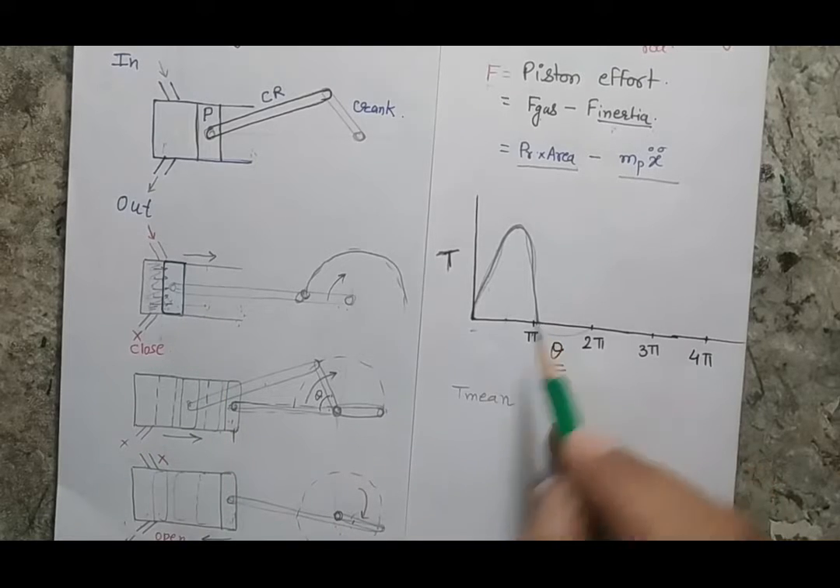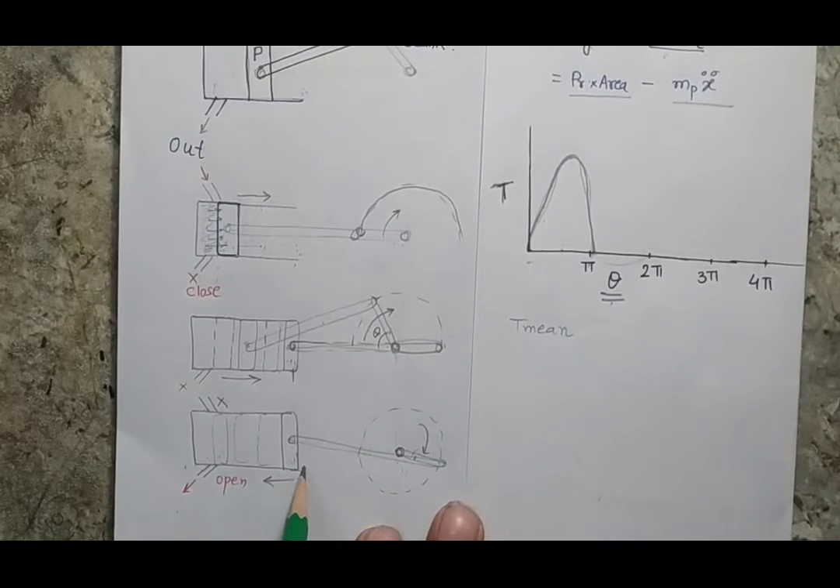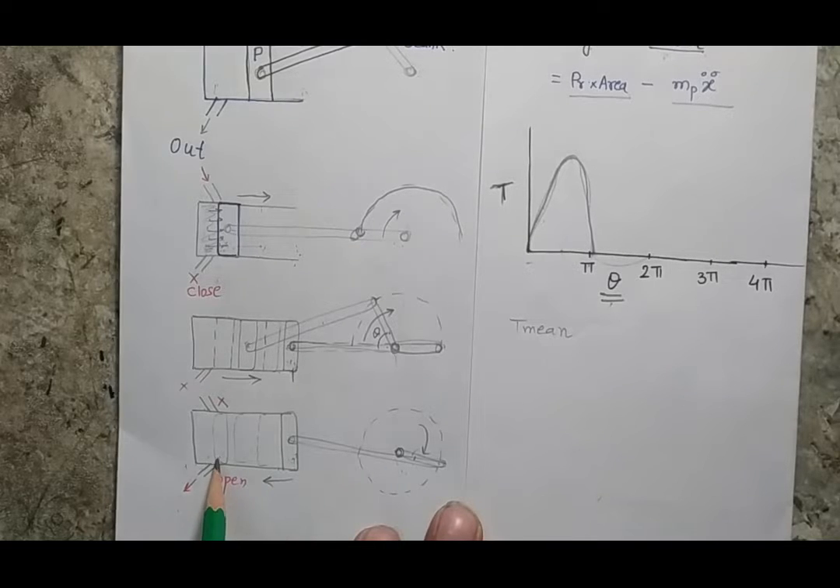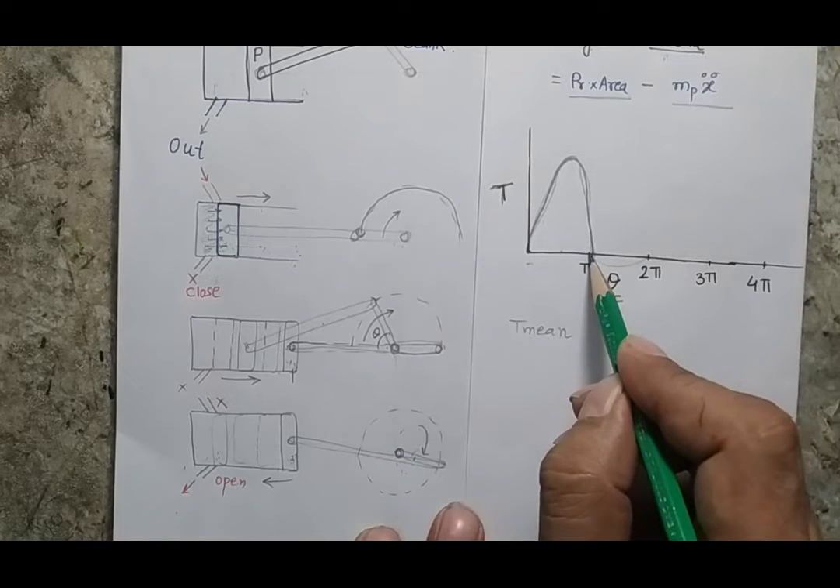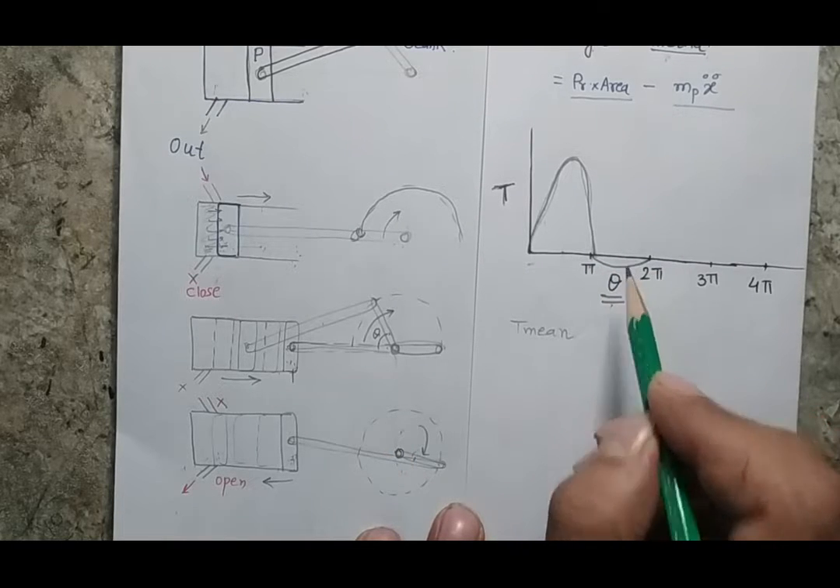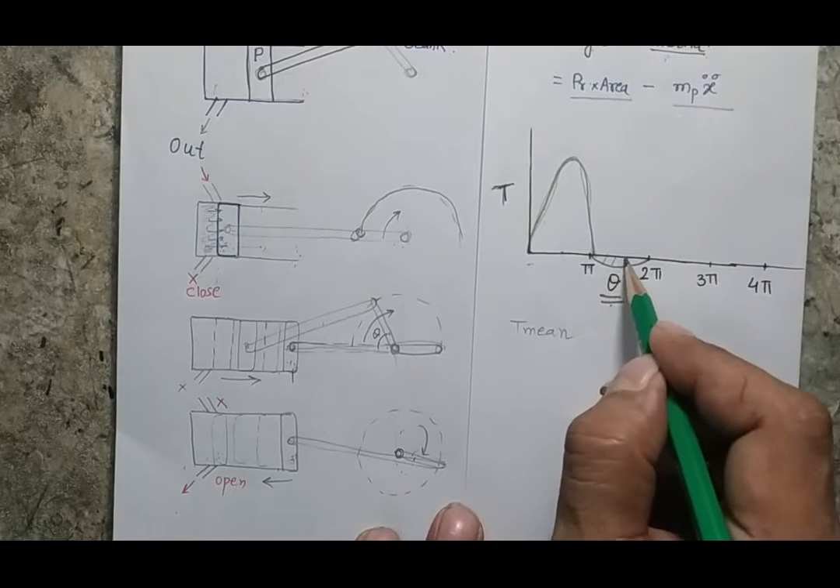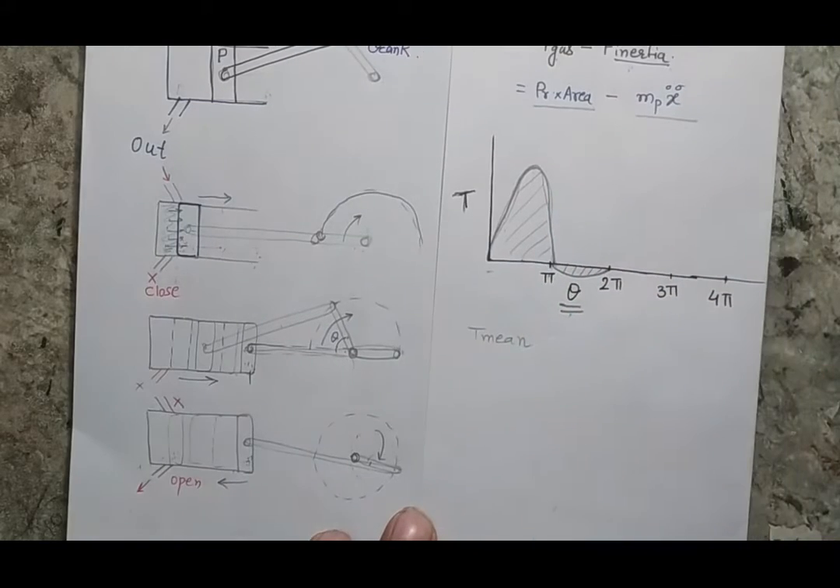Beyond that, my piston will be here now, and I have to give certain work to the piston so that it will go back to its original position. That work will come from the system as negative torque, so I can represent it with a value that would be my negative torque. So my work done will be the area of this T theta diagram, and this is the turning moment diagram for a single acting steam engine.